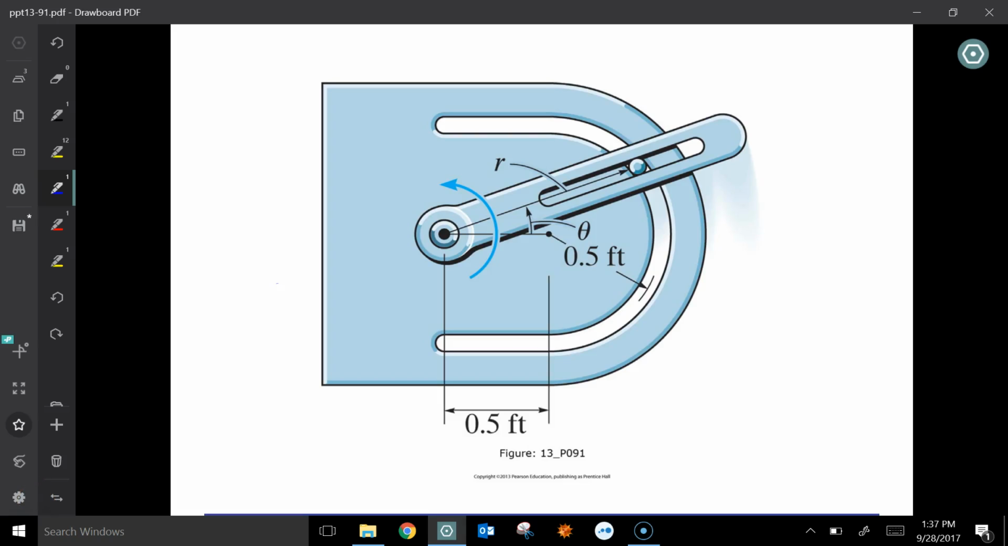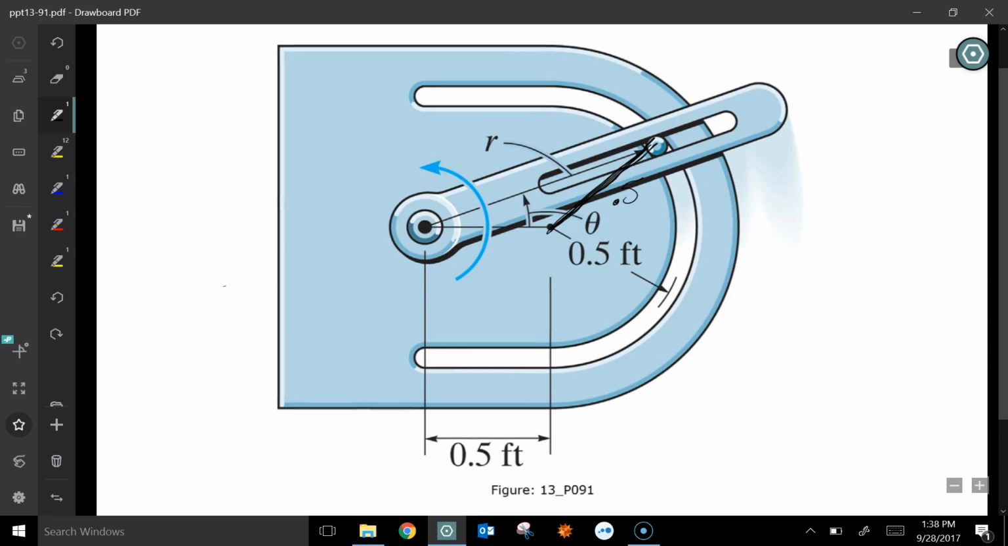Okay, here's the problem that I was working on in class. I'm going to try and show the angles and how you find them. First of all, let me point out that this line right here is 0.5 feet long. So this is an isosceles triangle, and the angle here, theta, is the same as the angle right here. So these are both theta.